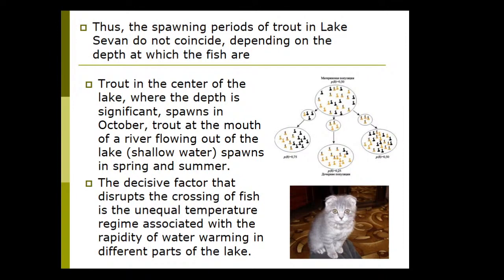Thus, the spawning periods of trout in Lake Severn do not coincide, depending on the depth at which the fish are. Trout in the center of the lake, where the water is significantly deeper, spawn in October. Trout at the mouth of a river flowing out of the lake, in shallow water, spawn in spring and summer. The decisive factor that disrupts the crossing of fish is the unequal temperature regime associated with the rapidity of water warming in different parts of the lake.